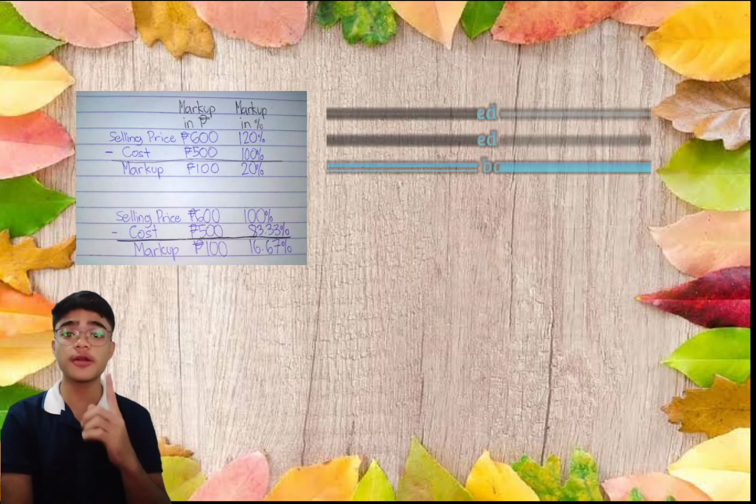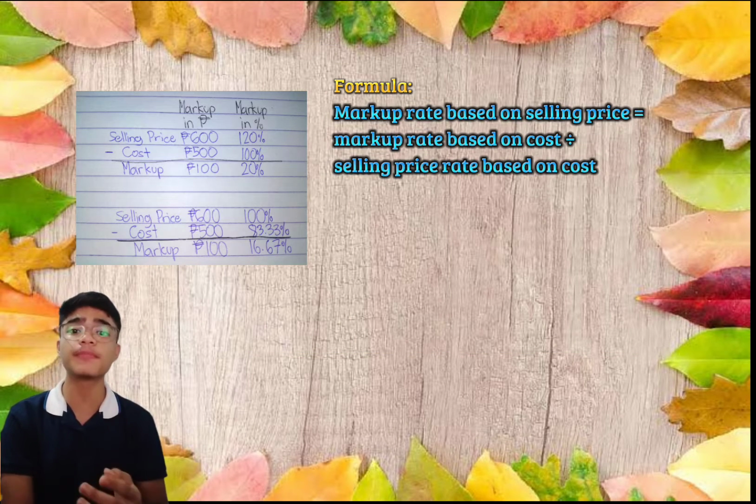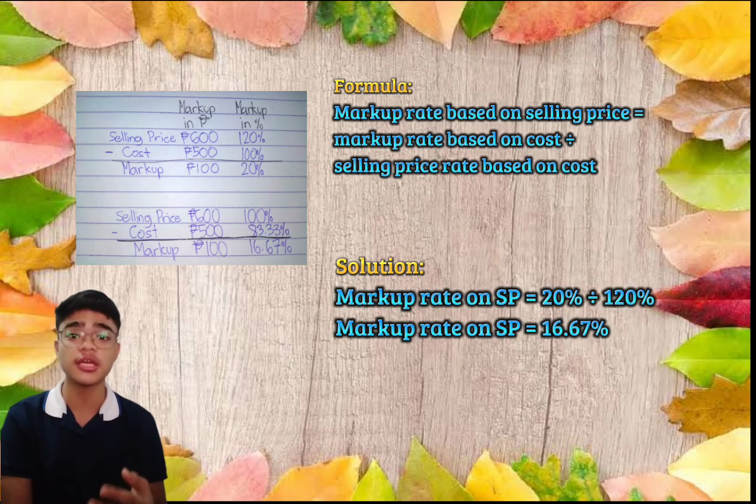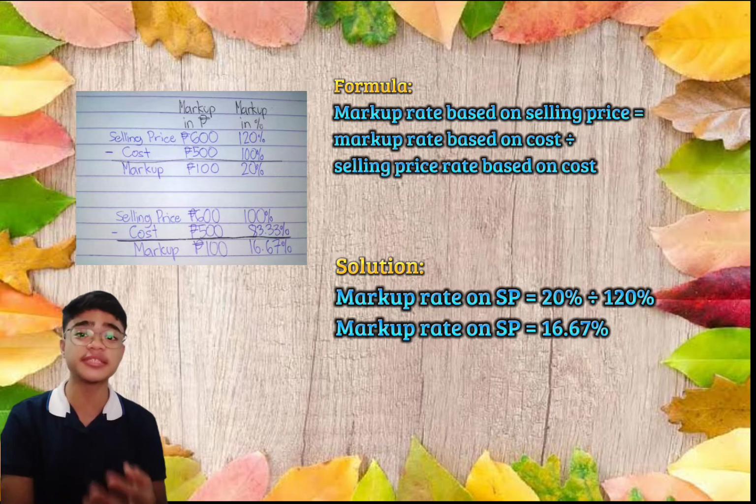One formula is the markup rate based on selling price equals markup rate based on cost divided by selling price rate based on cost. This formula converts the markup rate based on cost into a markup rate based on the selling price, which then converts 20% into 16.67%.